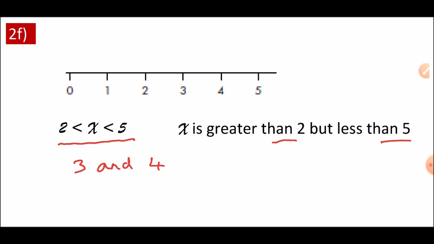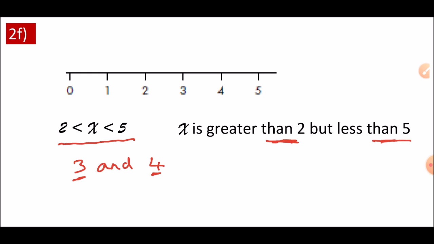These are the only two numbers that fulfill this criteria, where x is greater than 2. X cannot be 2, so it has to be greater than 2. So the first whole number that's greater than 2 is 3, and x has to be less than 5, so it can't be 5, so the one less than that is 4. So that means only children who are 3 years old and 4 years old can play in this area. If they're 2 years old, they're too young. If they're 5 years old, they're too old.